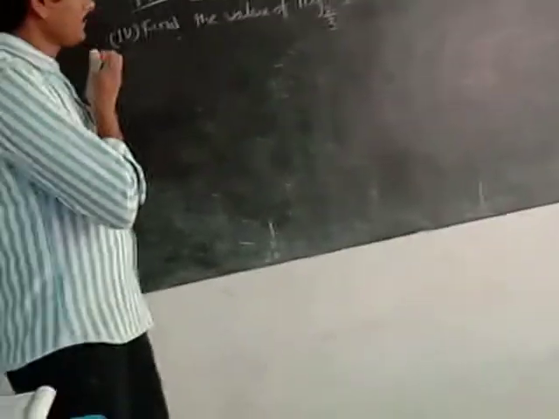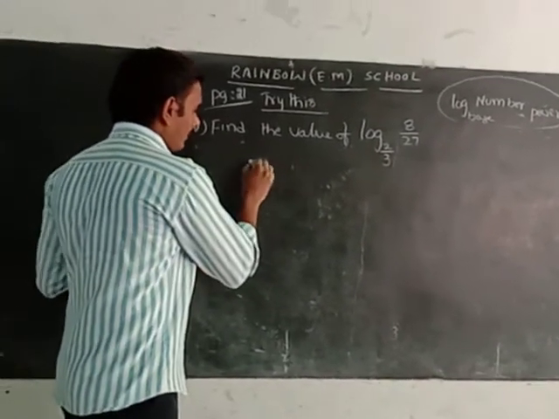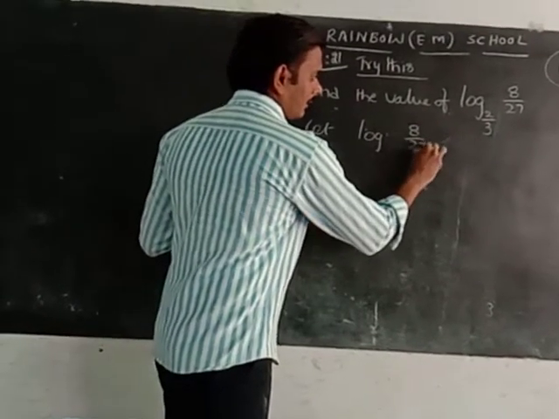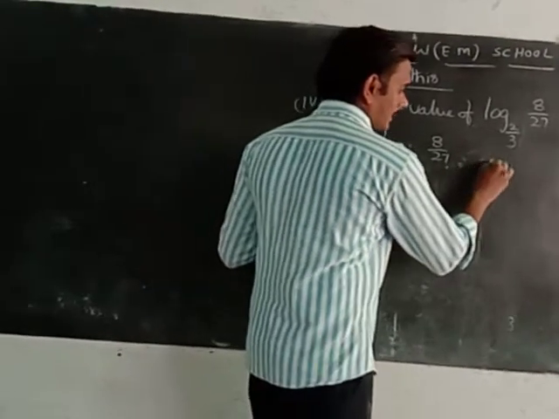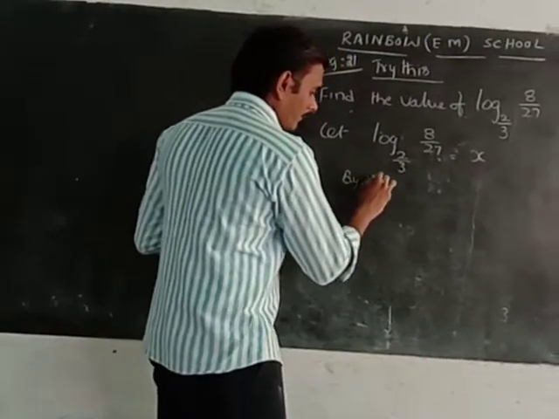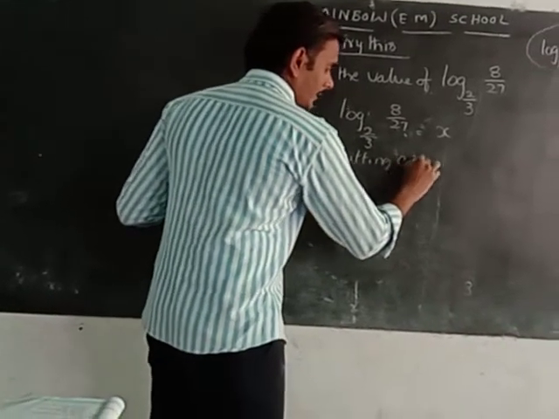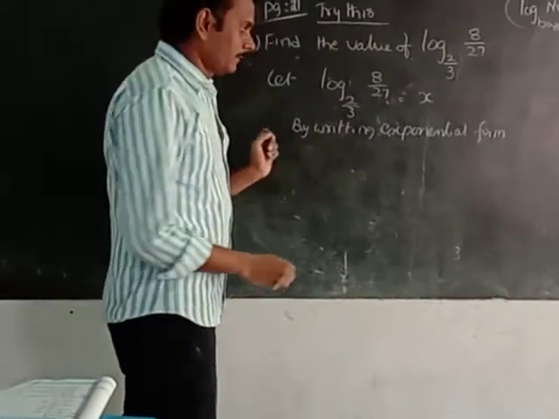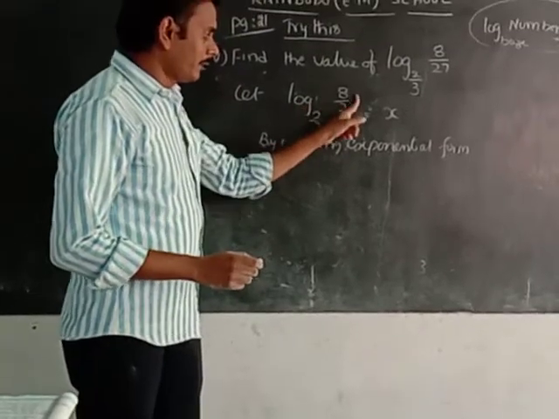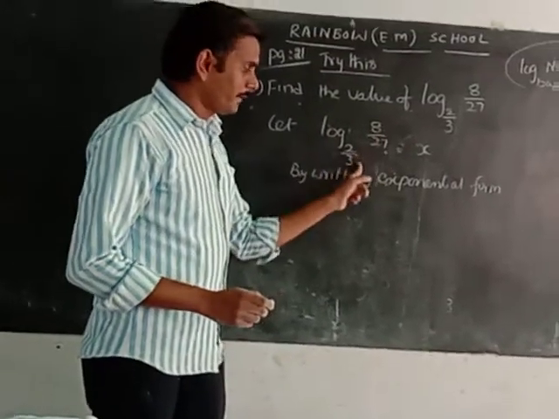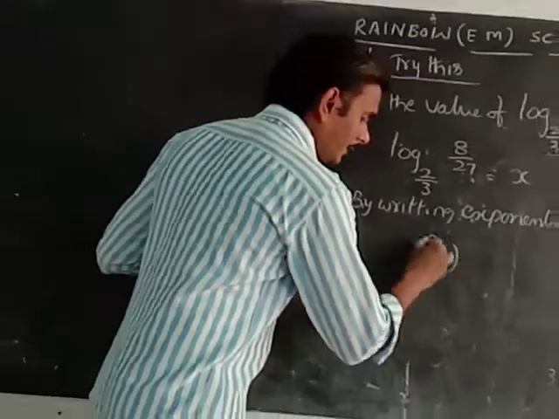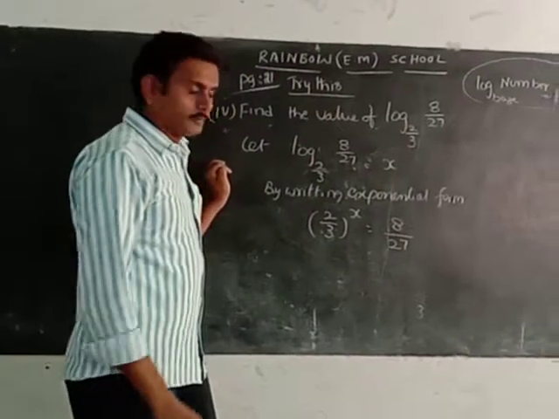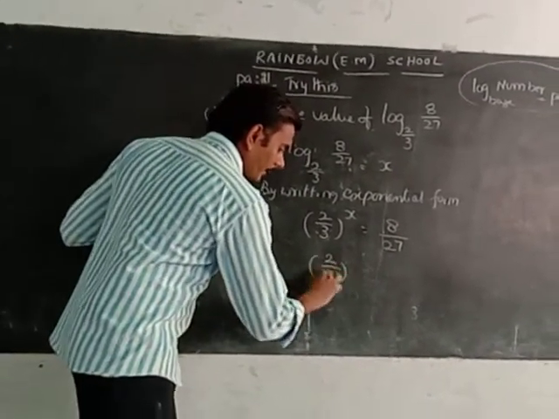Okay, first let log 8 by 27 base 2 by 3 equal x, by writing the exponential form. Write the exponential form. What is the order: log, number, base, power? Base 2 by 3, so 2 by 3 power x equal to 8 by 27.